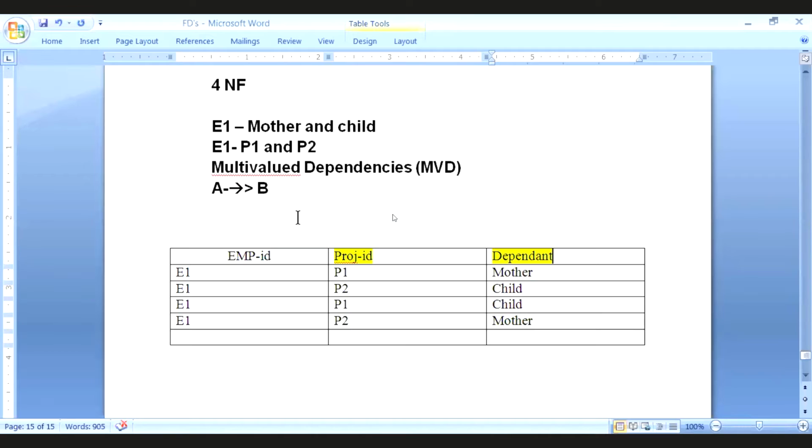What I was saying is A multi-determines B. Now, what is the meaning? A will multi-determine B when A is associated with multiple values of B, and there is another attribute, suppose C, and B and C are independent of each other. Then we write it in this manner: we give a straight line, and then we write C. The meaning of this is A multi-determines B, A multi-determines C, and B and C are independent attributes present in the table.